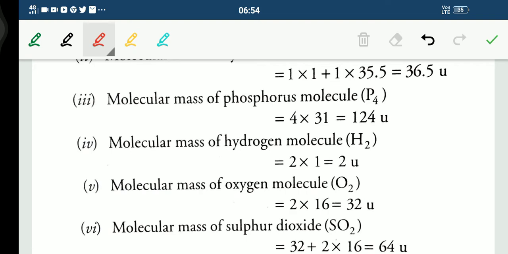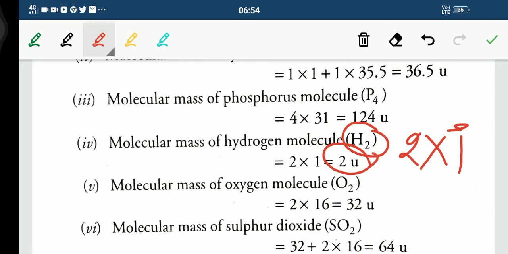So you all can see here in the hydrogen molecule, how many atoms are there in hydrogen? 2. Simply multiply 2 by 1. Why 1? Because the hydrogen atomic mass is 1. So 2 ones are 2 unified mass.